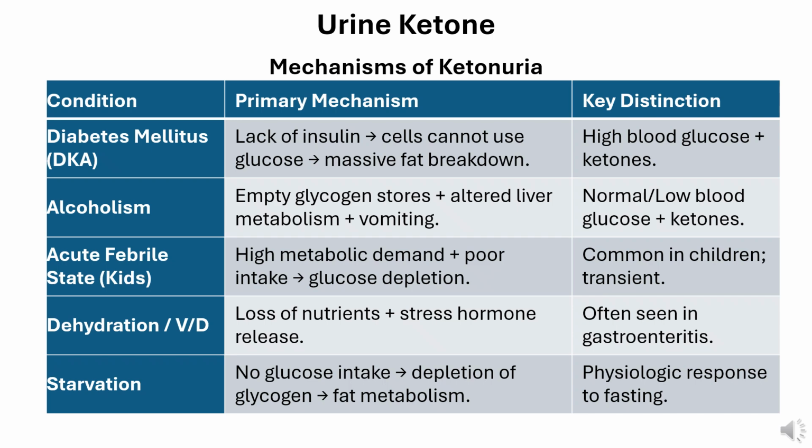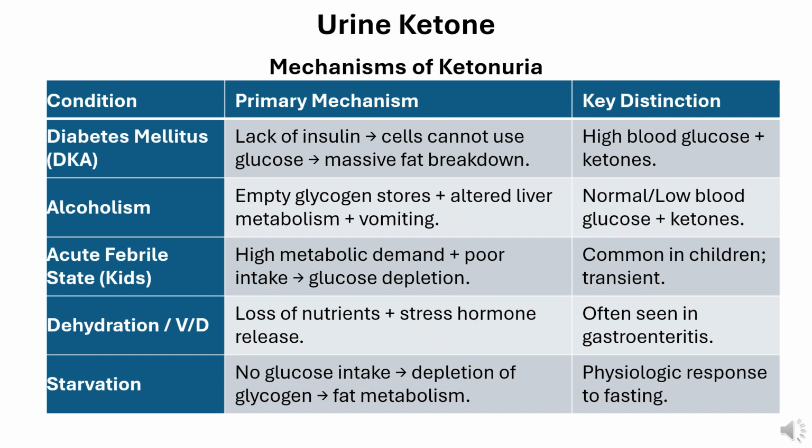1. Diabetes mellitus, DKA, is the most critical cause. Ketonuria in a diabetic patient is a medical emergency until proven otherwise. Without insulin, glucose cannot enter the cells. Starvation at the cellular level, even if blood sugar is high. The body breaks down fat stores for energy, producing massive amounts of ketones.